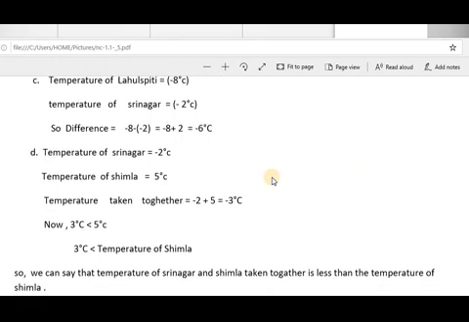Now question number D, here it is asked whether the temperature of Srinagar and Shimla taken together is less than the temperature of Shimla. First of all, we take the temperature of Srinagar, minus 2 degrees C, and the temperature of Shimla equals 5 degrees C. When we take them together, it will be minus 2 plus 5, that means 3 degrees C. Now 3 degrees C is less than 5 degrees C, and the temperature of Shimla is 5 degrees C. So we can say that the temperature of Srinagar and Shimla taken together is less than the temperature of Shimla.